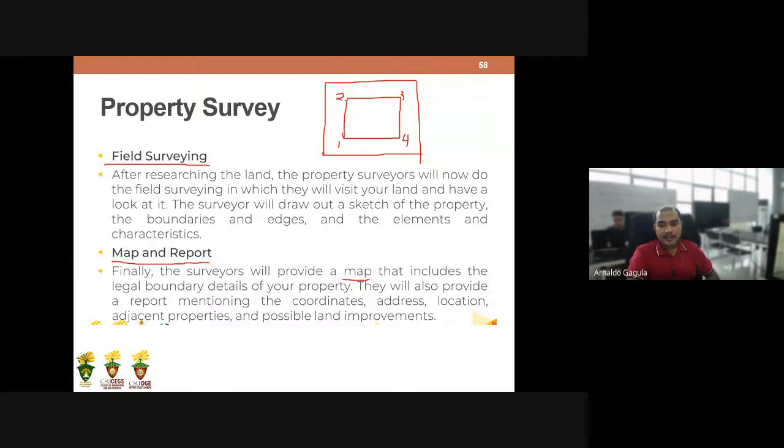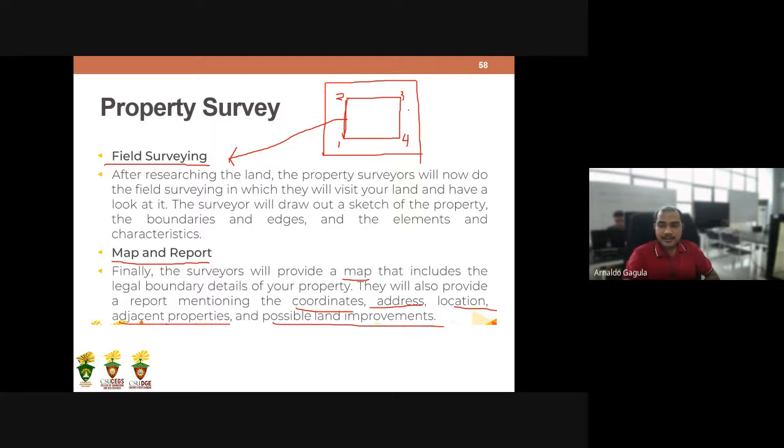Then, you plot it. Plot it, then field it. The corresponding corners you will field, then you can create now the map of the specific locations. So, a map that includes the legal boundary details of your property. They will also provide a report mentioning the coordinates, address, location, adjacent properties, and possible land improvements.